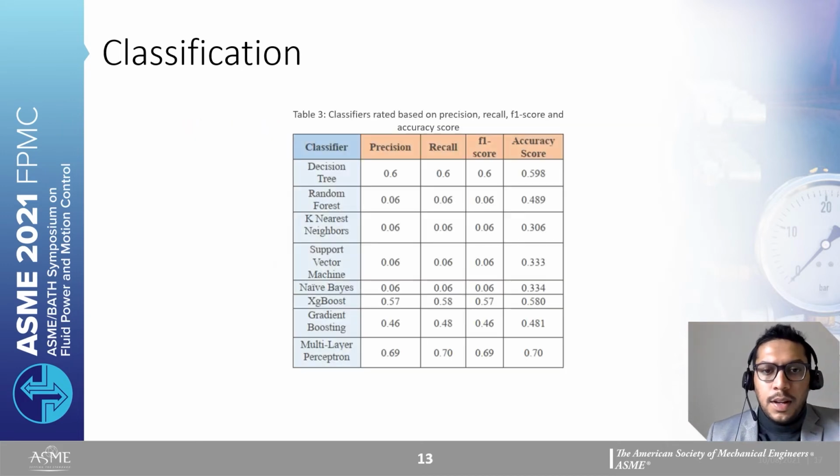Several algorithms are tested upon training and the accuracy score is obtained for them, and we can see that the highest accuracy score is for multi-layer perceptron, which is 70% accurate, while the least performing is the k nearest neighbors with a 30% accuracy score.